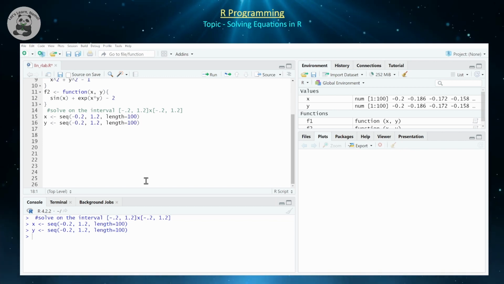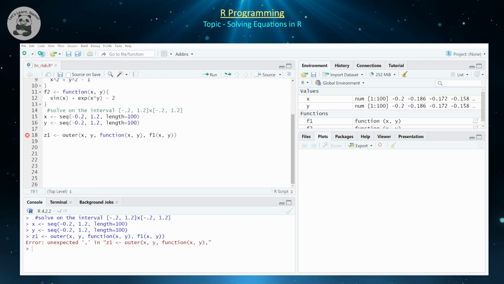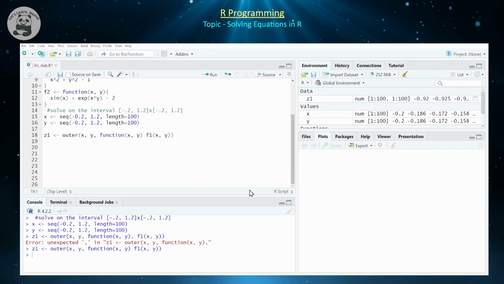Once you have your domain partitioned, our first curve, which I'm going to call Z1, is going to use outer for this implicit curve. We're going to do x, y, and then f of xy. Keep in mind, x and y are now these vectors defined on lines 15 and 16, and we're plugging in all of those 100 times 100 numbers into this function f of xy. The function that we're referencing in this first curve is going to be f1. So that is what we're going to have for our first curve, and something doesn't seem to be right. This should not be a comma.